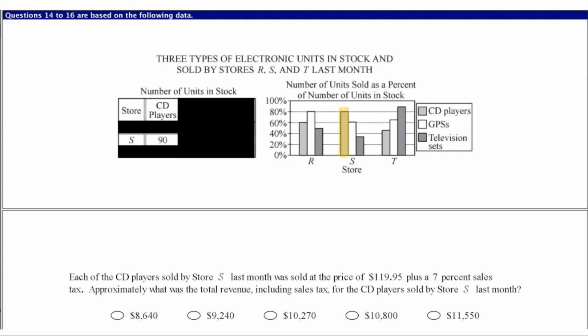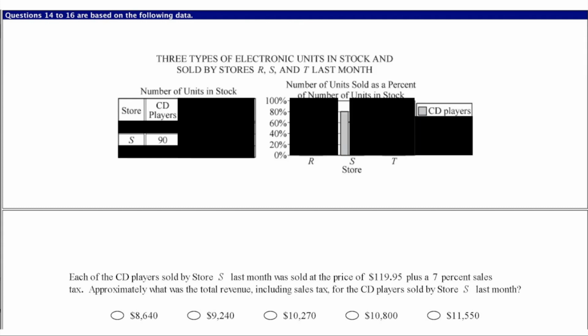Everything else doesn't matter. So again, we can pretend that it doesn't exist. So we know that there are 90 CD players at store S, and that 80% of those CD players are sold. Cool. So let's go ahead and break this down piece by piece.